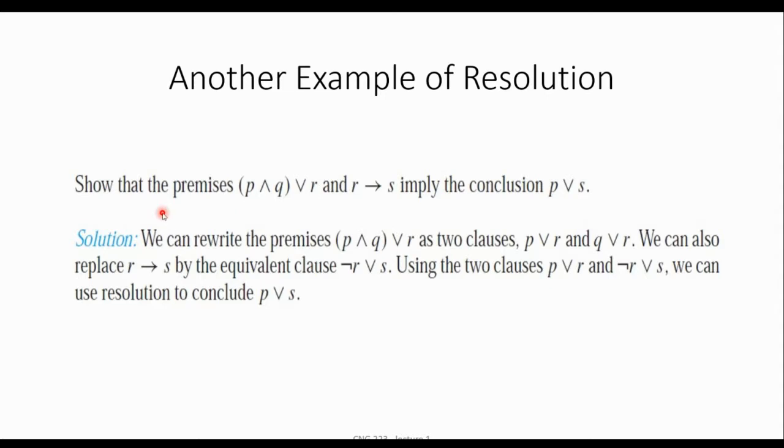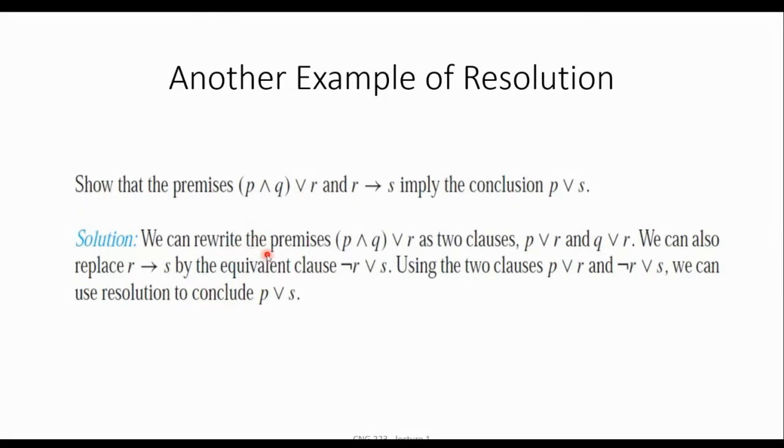Let's see this example. Show that the premises, this compound proposition and this implication, together imply the conclusion, this disjunction S. So in order to solve it, we can rewrite the premises like two clauses, like the one that we mentioned before. I heard that there's a message. Let me finish. It is about to be finished, and I will receive your questions. But if there's a technical problem, please type again and let me know.